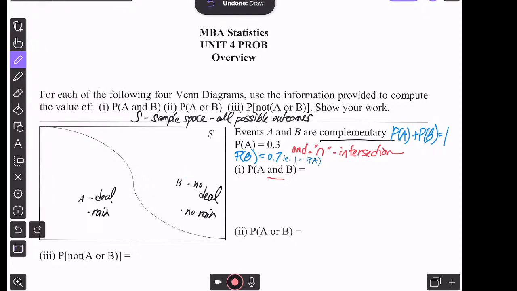So now, back to what we were doing. What's the chance of A and B occurring if 2 events are complementary?